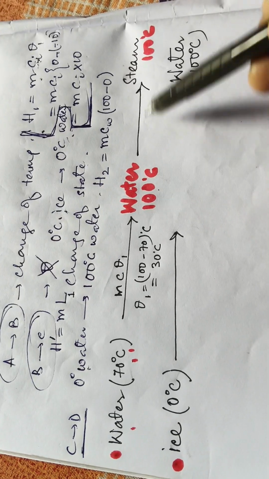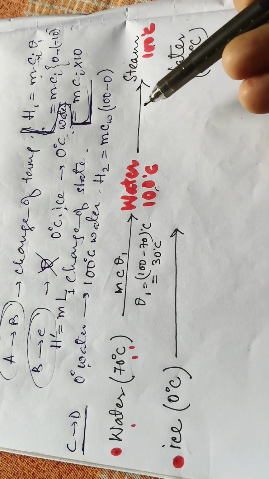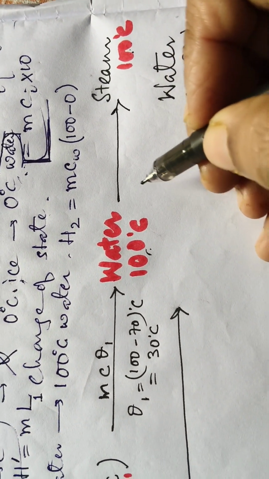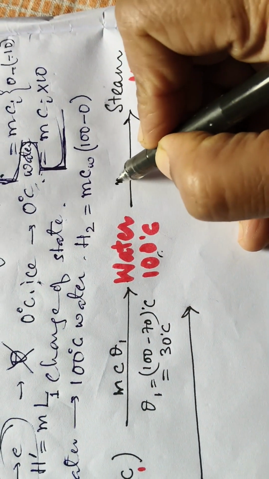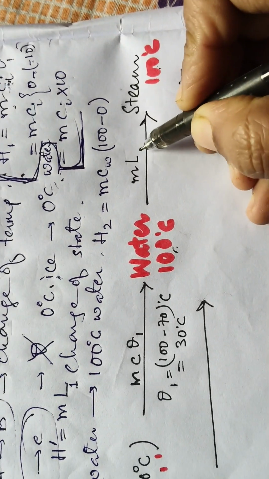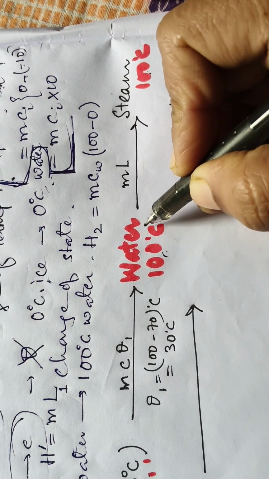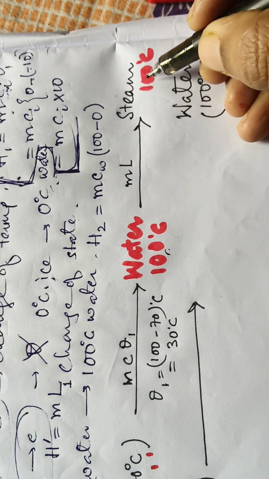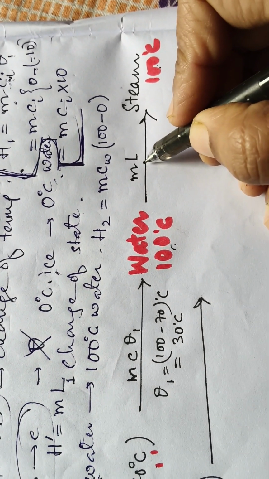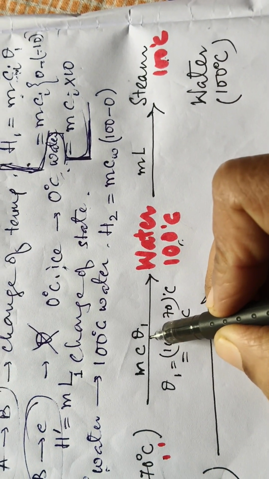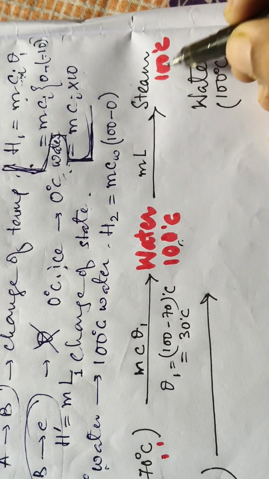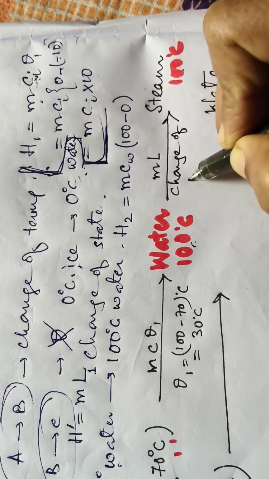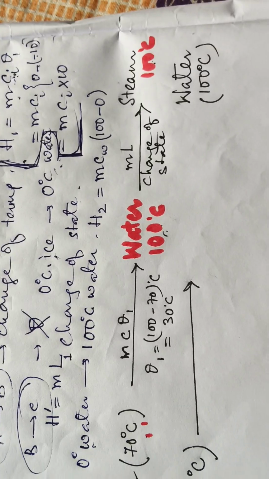And you see here temperature change is not involved. What is involved is change of state. The heat absorbed here is calculated as M into L, where L is the latent heat of vaporization of water. At 100 degrees centigrade, it gets converted to 100 degrees steam. So this is latent heat involved. Here, change of temperature is involved. Wherever change of temperature is not involved, you'll know there is a change of state. So, change of state occurs here. Okay, this is one example.